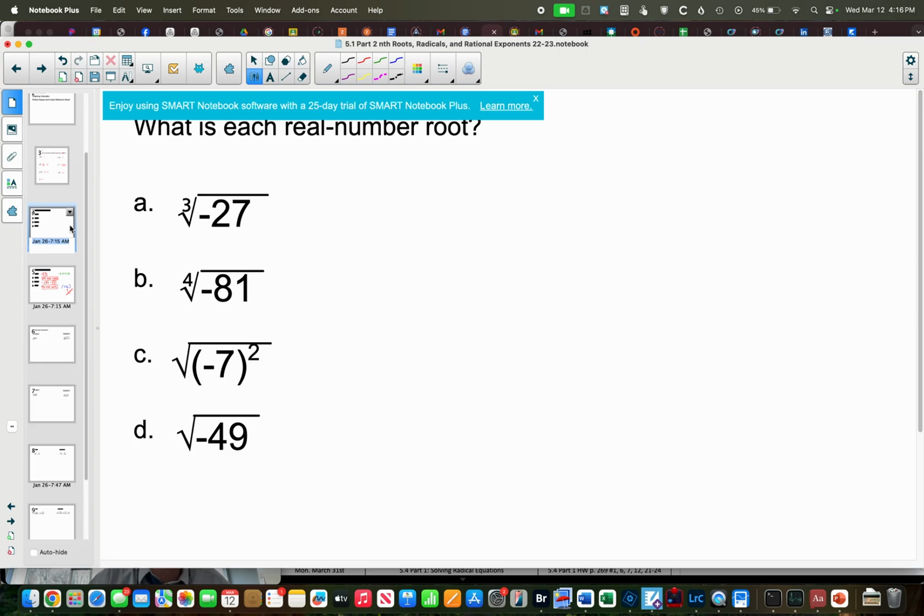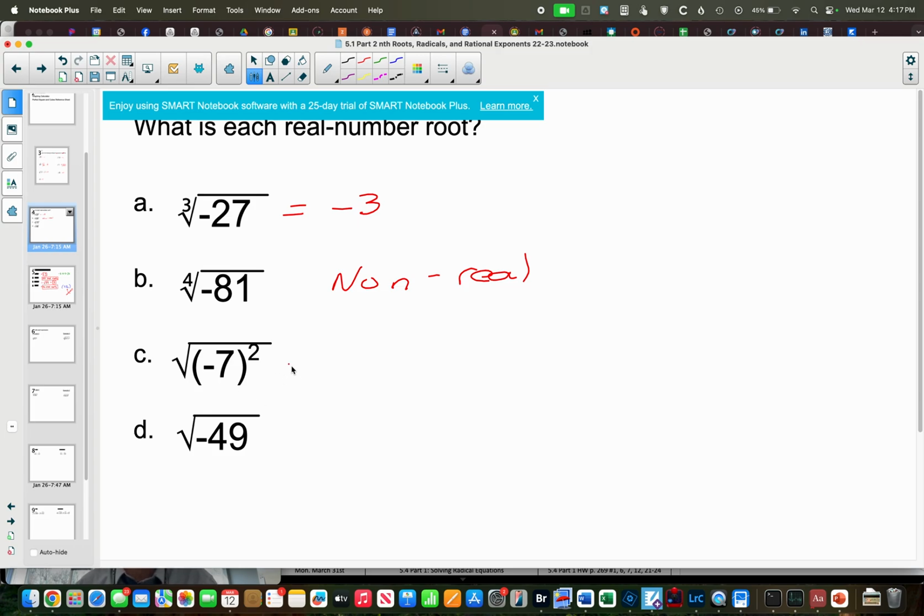Moving on. What is each root? Once again, this has to be negative, because a negative cubed is negative. What number cubed is 27? It's 3, since 3 times 3 times 3 is 27. Once again, the fourth root of a negative number is non-real, because we want the real root. So just write non-real. The answer would have an i in it.